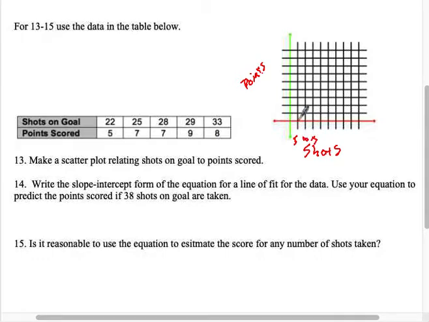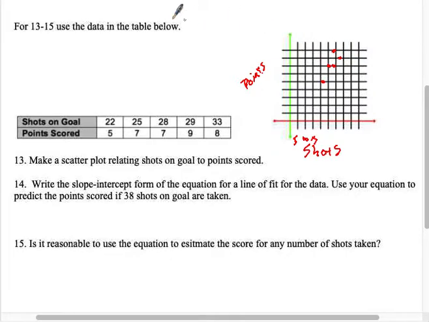So 5 shots on goal would be 22. 5, 10, 15, 20, 22 would be here, and 5 points. 1, 2, 3, 4, 5. 25 shots would be here. 7 points. 5, 6, 7. 28 shots. 7. 28, 7 would be right about there. 29, 9 would be right there, and then 33, 8 would be right in there.